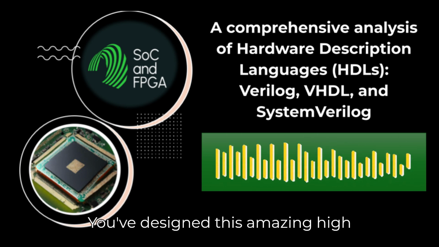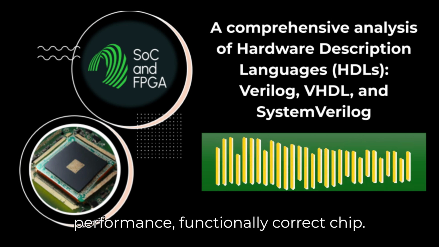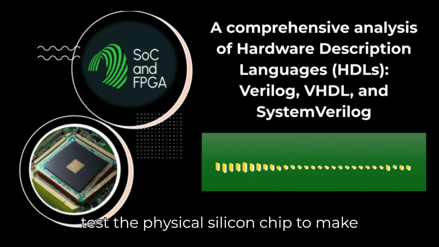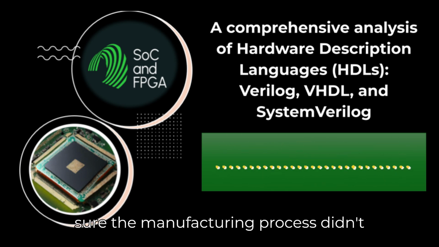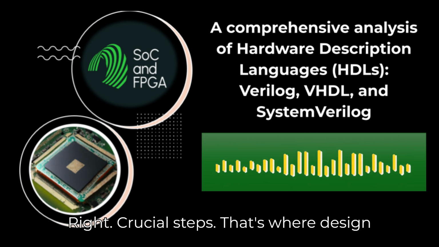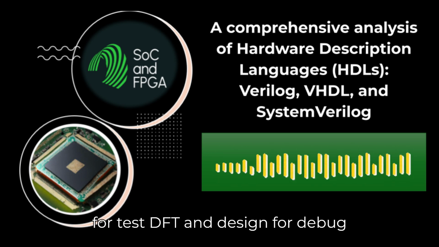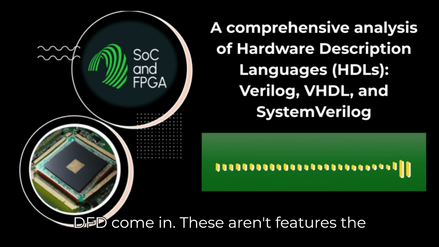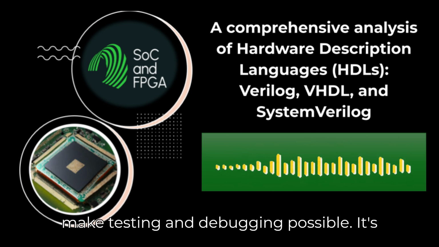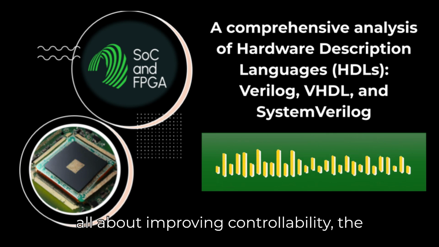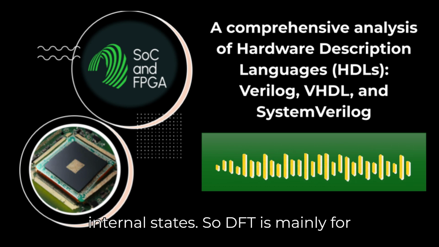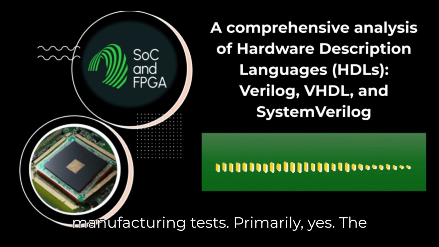You've designed this amazing high-performance, functionally correct chip. It gets manufactured. How do you actually test the physical silicon chip to make sure the manufacturing process didn't introduce defects? And if it gets into the lab and doesn't work, how do you debug it? Right, crucial steps. That's where design for test, DFT, and design for debug, DFD, come in. These aren't features the end user sees, but they're essential additions to the hardware specifically to make testing and debugging possible. It's all about improving controllability, the ability to set internal states, and observability, the ability to see internal states.